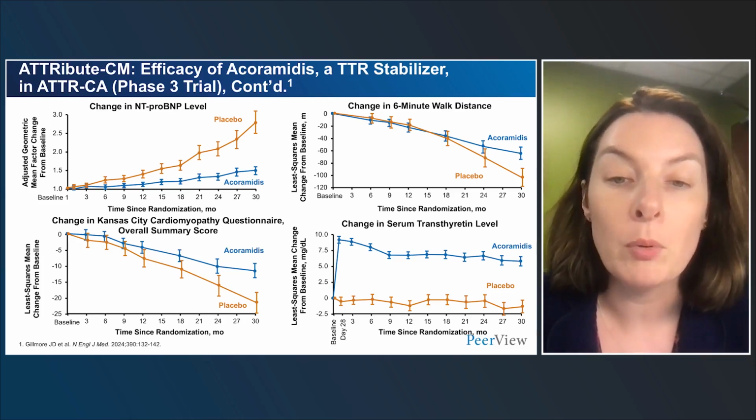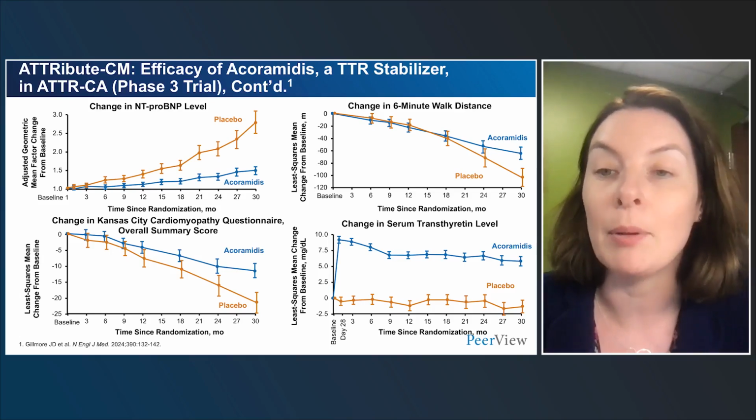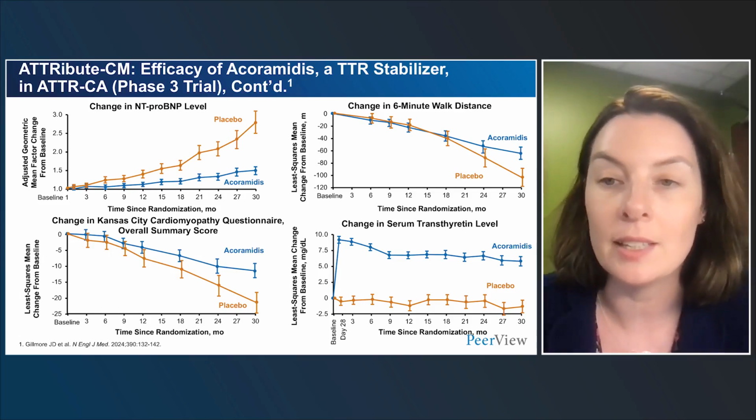One of the other endpoints looked in this was change in serum transthyretin level or prealbumin level, as this stabilizes the tetramer. So we see an increase in this in the serum.